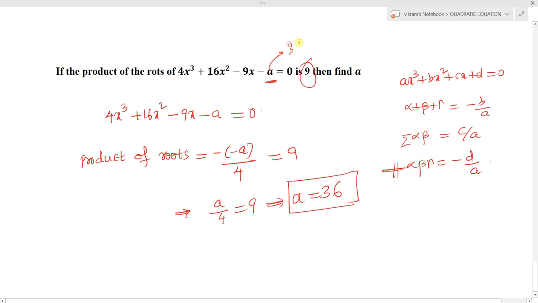What is the value of a? 36. So this is the way of finding the relations between the coefficients of the given polynomial and the roots of the given polynomial equation. In the next lecture we come with more problems to understand this theory of equations.